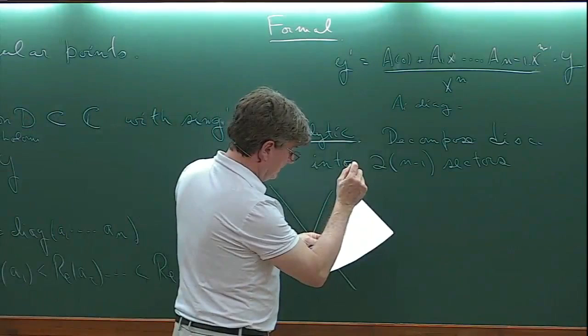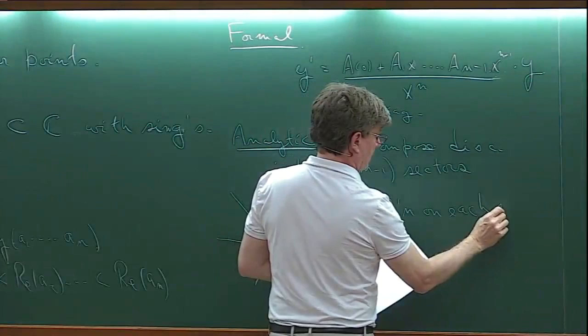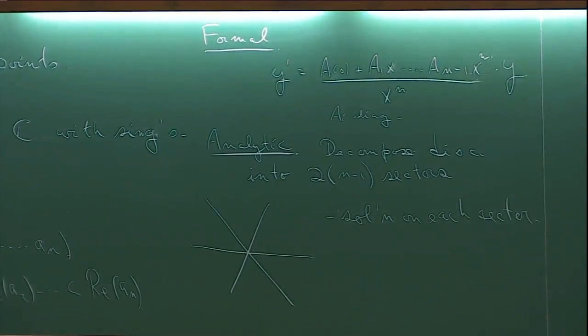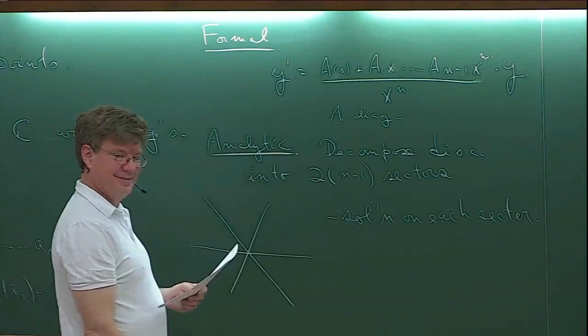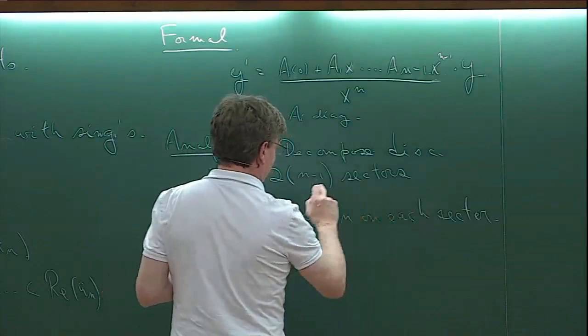You get a solution on each sector. Sorry? 2 times n minus 1. I believe. I hope, otherwise the whole thing is... Solution on each sector. I might at the end of the talk say, oh, for n, read n plus 1. Anyway. No, I think it's this. So 2n minus 1 sectors.